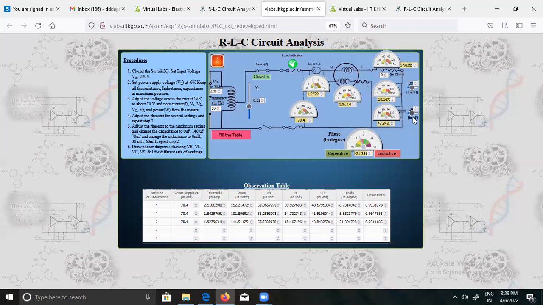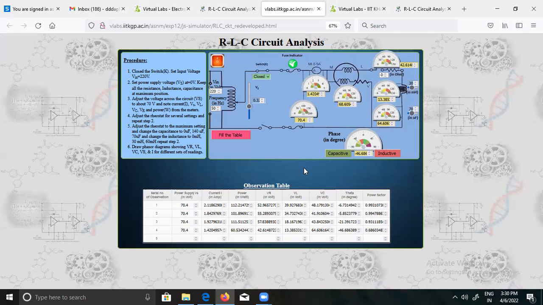It is not that you get different values only after changing the inductor. Whenever I change the value of the capacitor also, if I increase that value, see here, I will make it 70 microfarad. Now what will these values be? You are going to observe that all values have changed. If I fill it into the table, you see all the different values observed here.